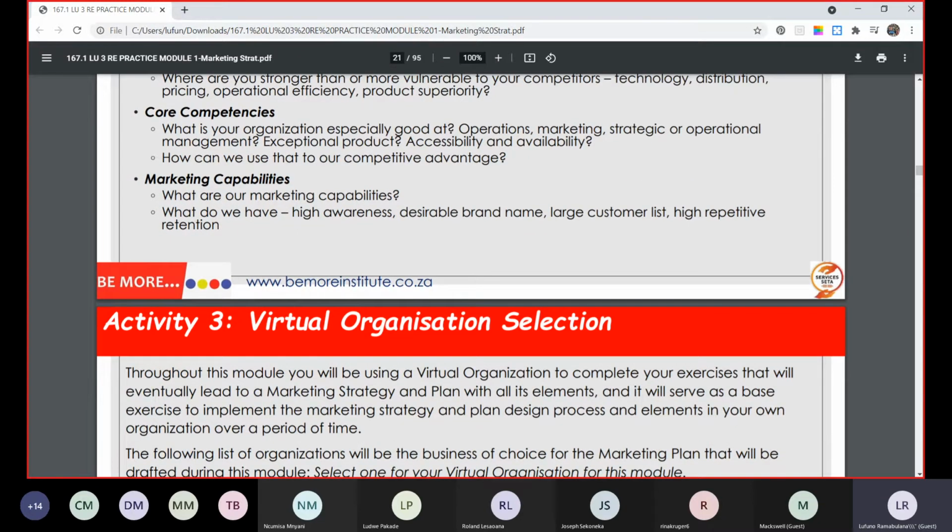Your marketing capabilities are also critical. What are your marketing capabilities? What are you able to do in terms of your marketing? What do you have? High awareness, a desirable brand name, a large customer list. I was talking to somebody who said that these days you can literally buy a database of an area which gets updated over time. In a particular estate, for instance, you get a database. Lawyers do it. They are able to see that people who are not paying their levies, for instance, are likely to sell anytime, things like that. Of course, there's a right way to do it, which is to buy a database from the right companies. Your high repeat retention: can you keep certain customers?